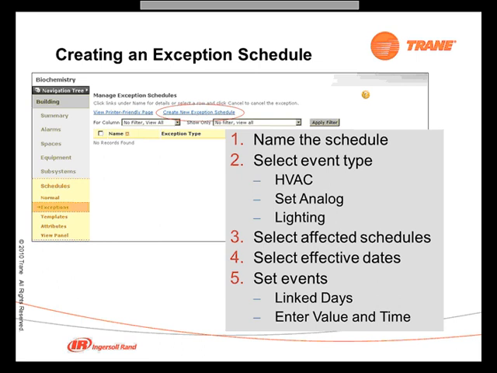Here, in this case, we're going to name the schedule, select the event type again, option 2 there, HVAC, which is the one that you're going to use most of the time, unless you have lighting as members of your schedule. You're going to select the effective schedule and then the effective dates. And then you're going to set the events, if it's going to be linked days, and then you're going to enter the value and time. In this case, occupy 8 a.m., unoccupy 2 p.m.